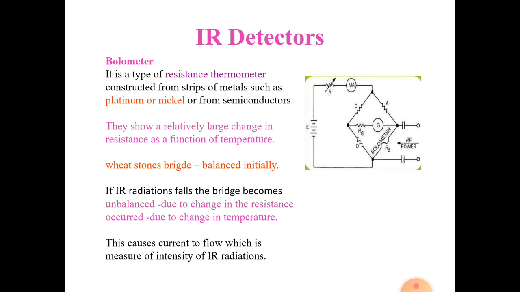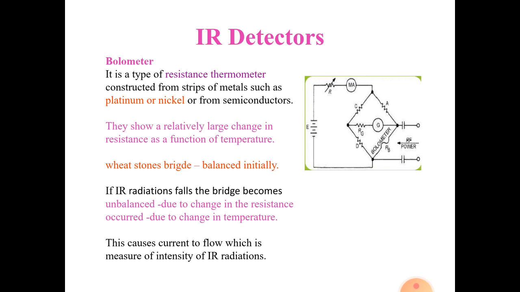So it's just a Wheatstone bridge. The initial condition is balanced, with a zero galvanometer reading. One arm of the bridge is connected with a bolometer. Now the bridge is balanced. An excitation voltage E is given to excite the bridge.